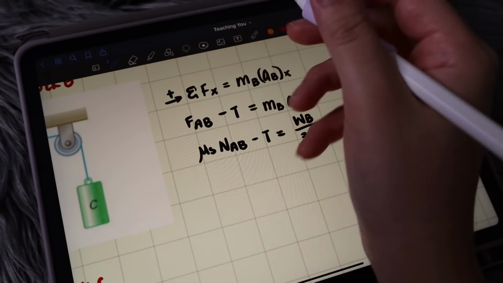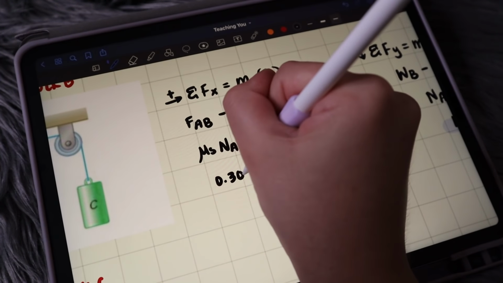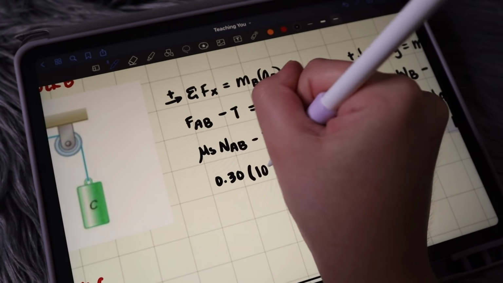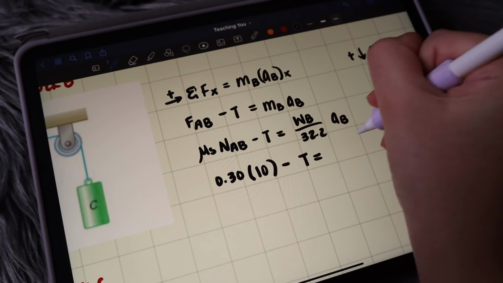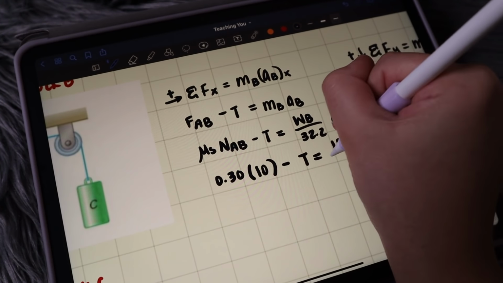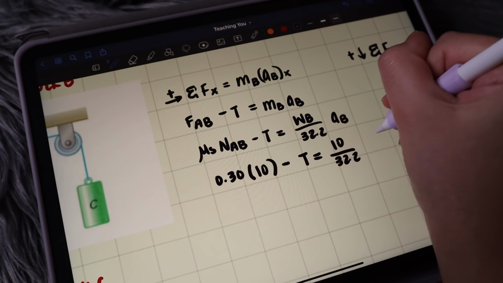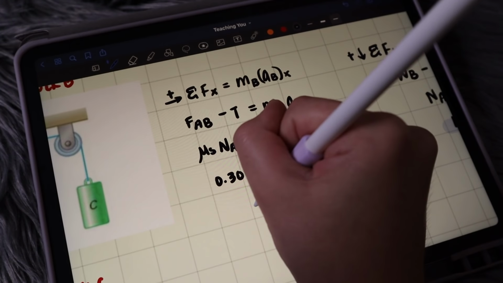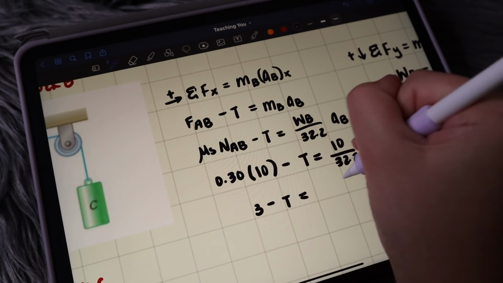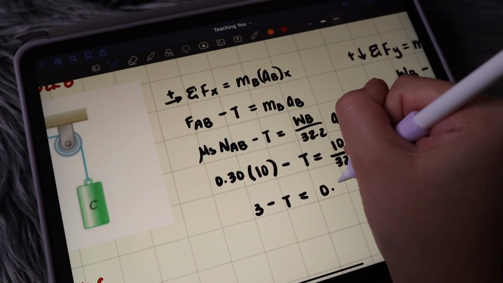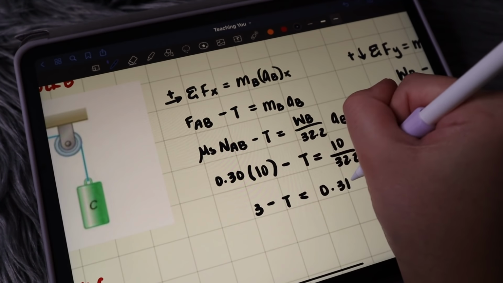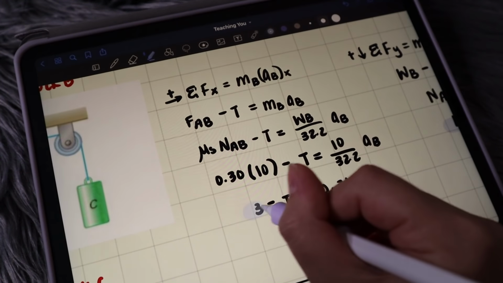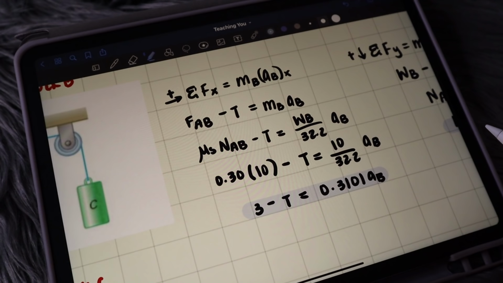So let's go ahead and do the same thing to this side. We have 0.30 times normal force between A and B, which is 10 pounds, minus tension equals 10 divided by 32.2 times AB. So this here is going to be 3 minus T equals 0.3101 AB. So let's save that one as well, okay?